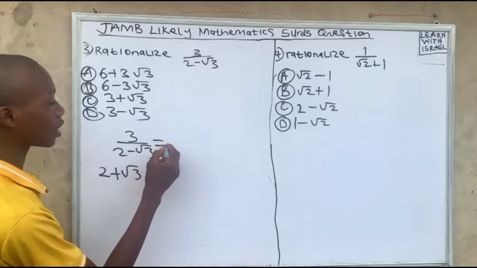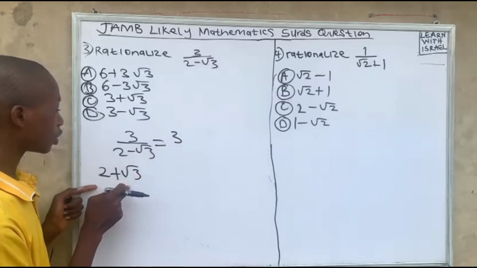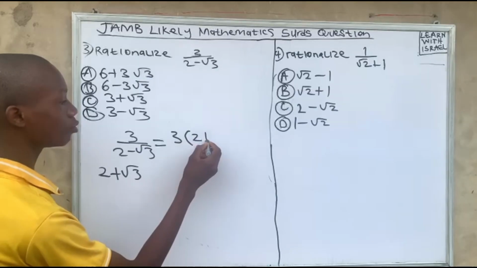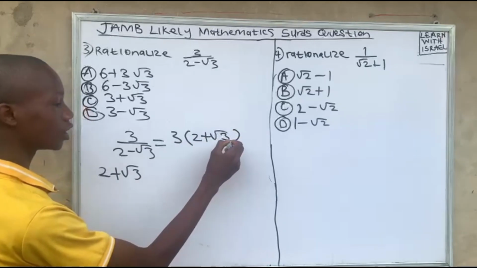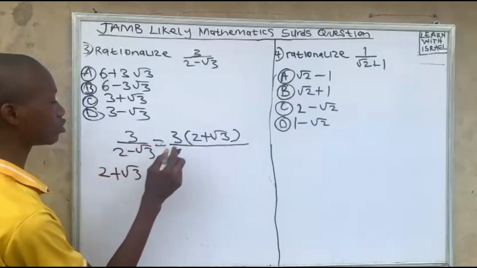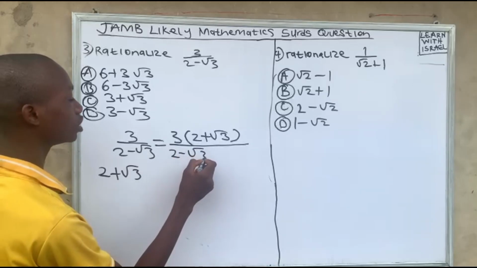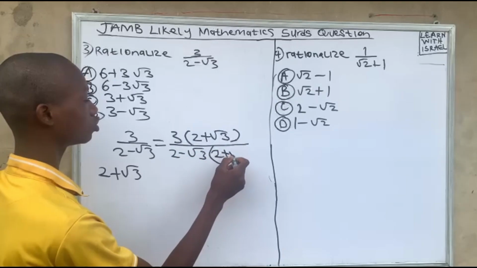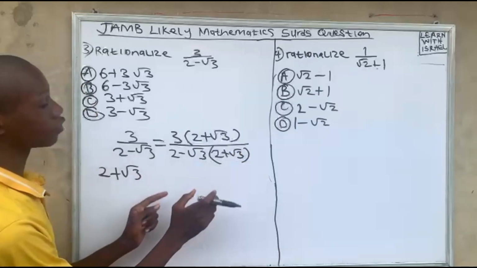So let's multiply. We have 3, you put this in bracket, 2 plus root 3, over this 2 minus root 3, and we are going to multiply with the conjugate, that's 2 plus root 3. So we rationalize it now.